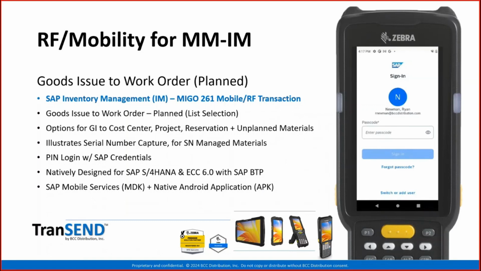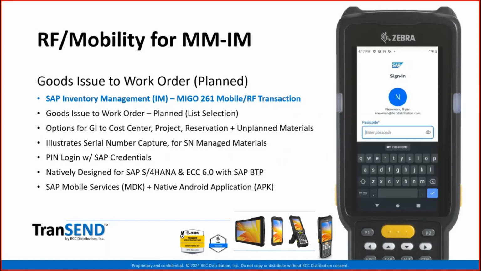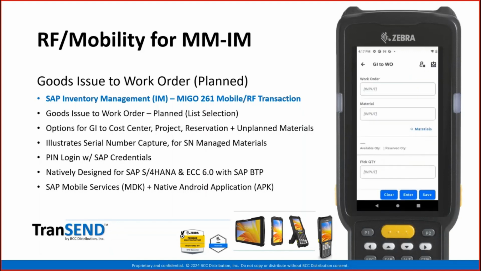So this transaction, before I start it, is based on issuing materials to a work order, and it's planned materials versus options for a goods issue to a cost center or project or reservation, or for potentially issuing out unplanned material. But what you'll notice in this transaction is that we'll also see serial number capture, because in the material master data, the material that we're actually issuing out is serial number managed. So it tells us that we have to enter that serial number. So let's walk through this transaction.